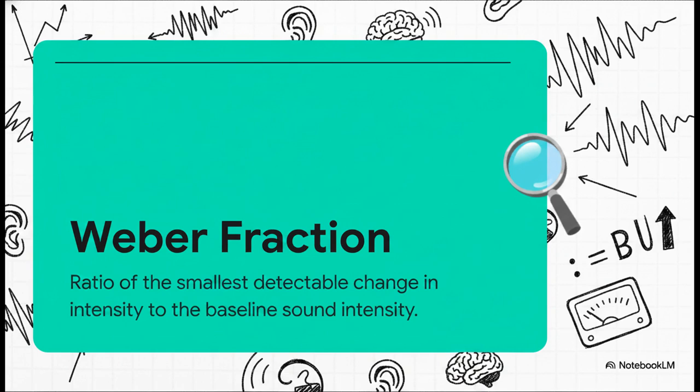So to put that into perspective, for a wideband noise, the Weber fraction is roughly negative 10 decibels. That basically means you can just barely notice a 10% difference between the intensities of two wideband noises.